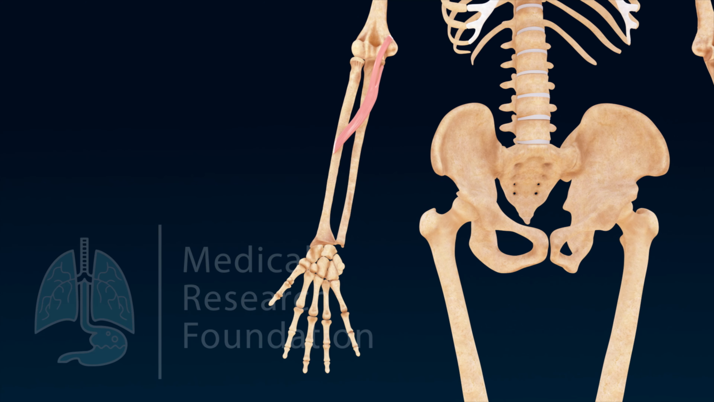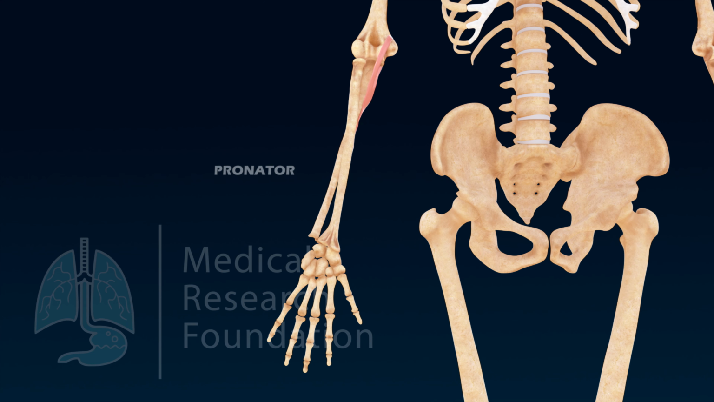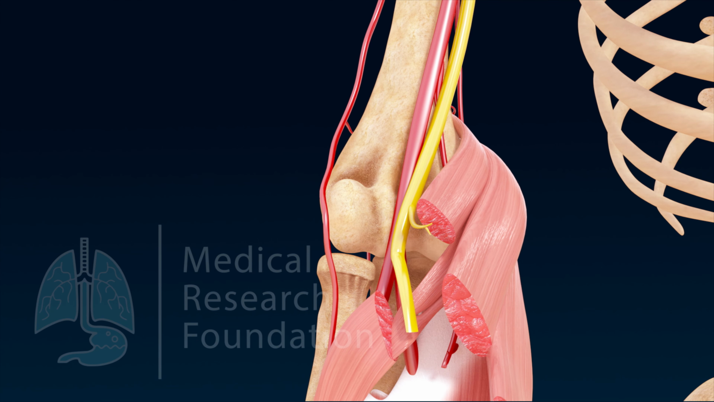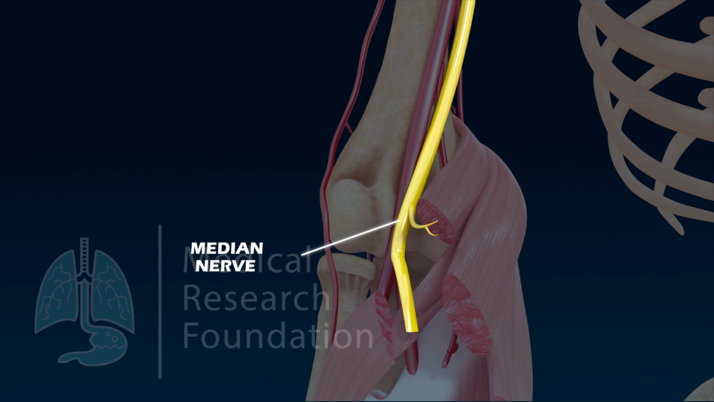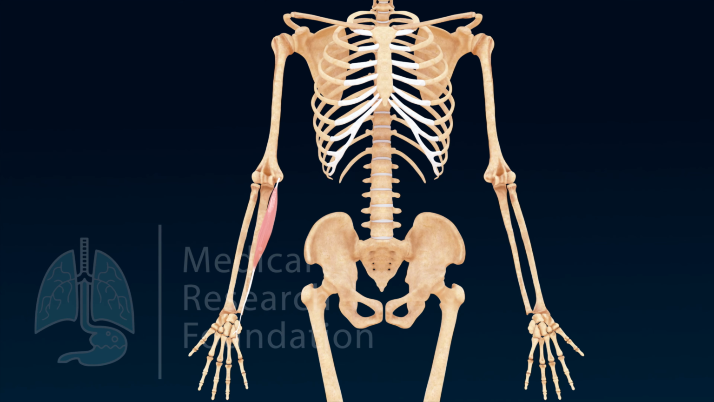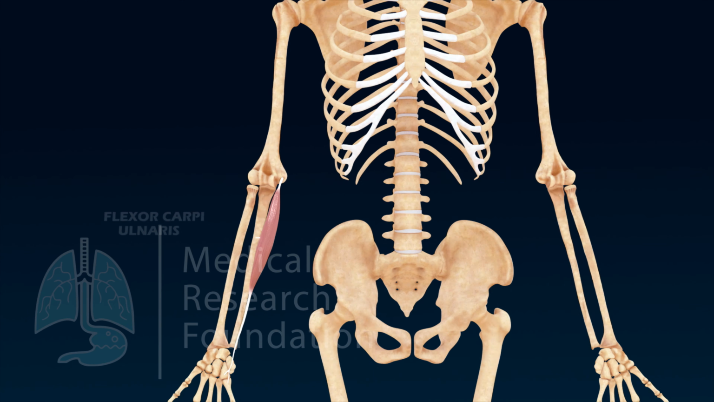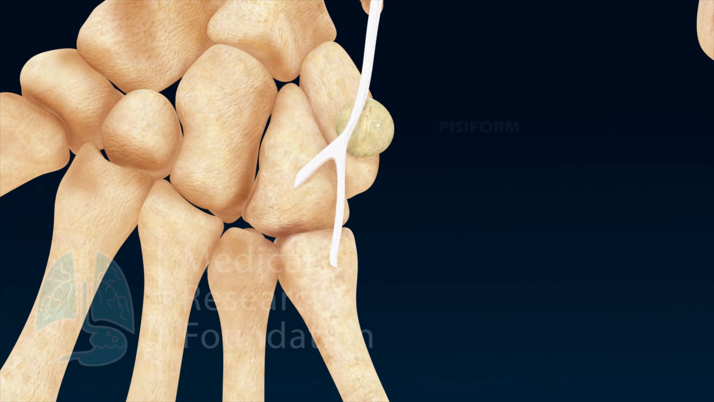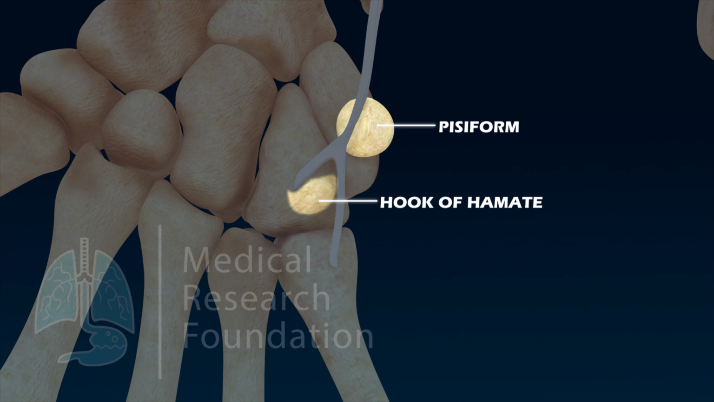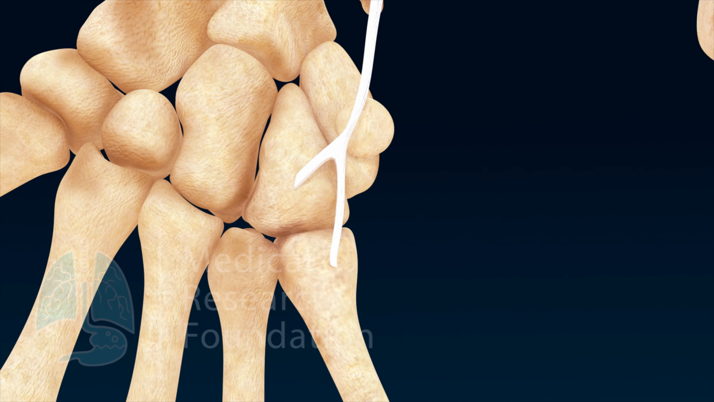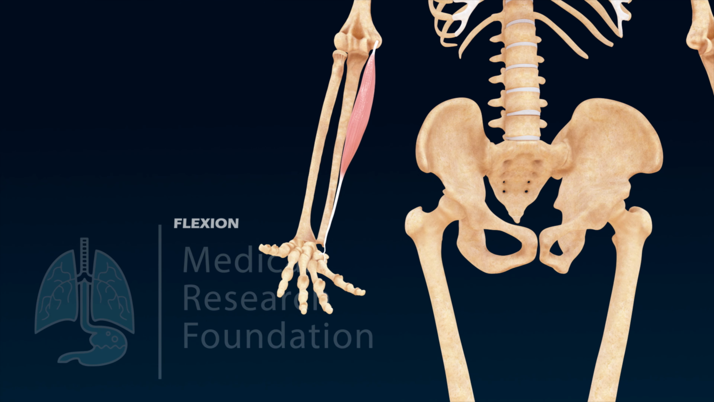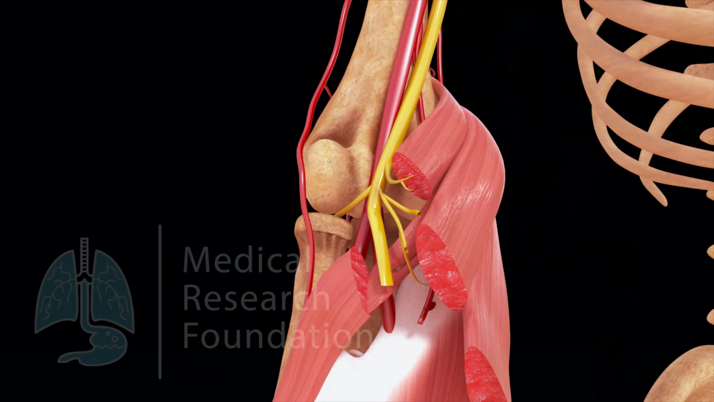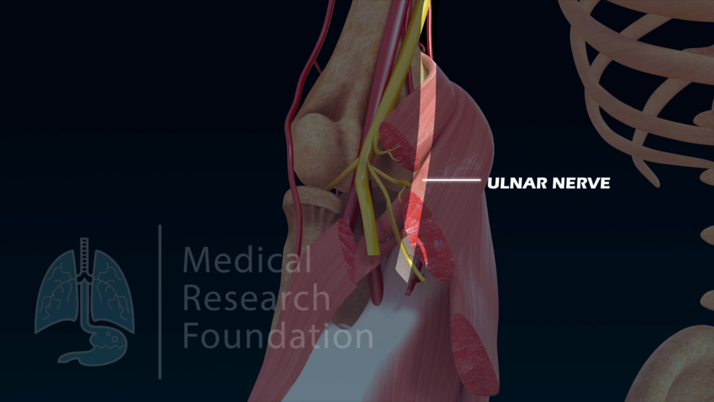Action: this muscle is chief pronator, supplied by the median nerve. Flexor carpi ulnaris originates from common flexor origin, inserts into pisiform, hook of hamate, and fifth metacarpal bone. Action: it causes flexion and ulnar deviation at wrist, and is supplied by ulnar nerve.